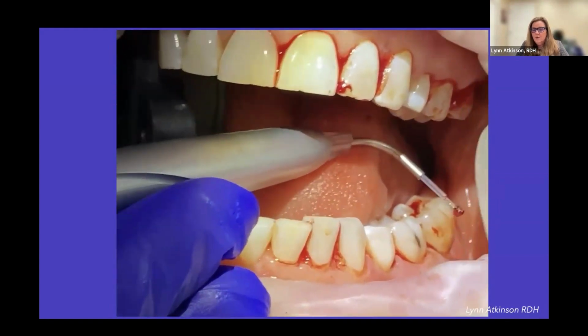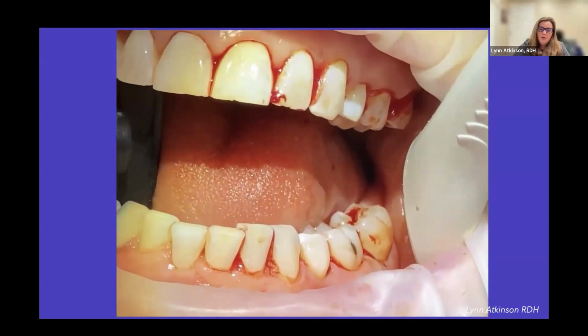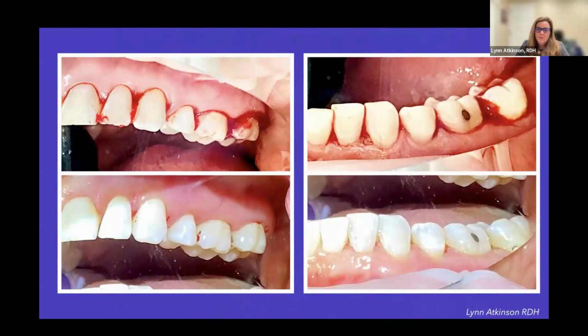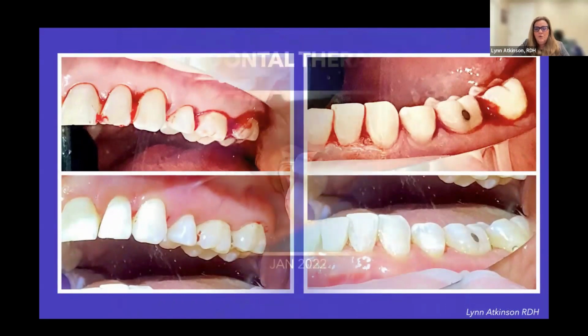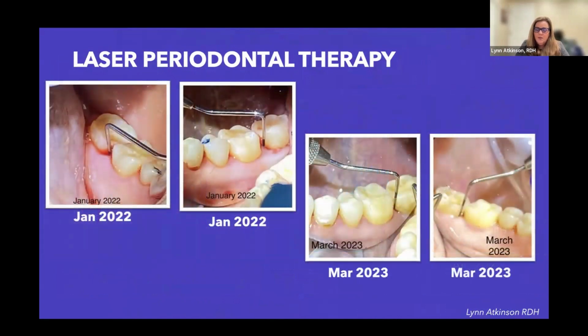As soon as I get that coagulum to build up on that, I'm going to take that out and I'm going to wipe it off with a watered gauze. This is laser hemostasis. This is what it looks like before and afterwards. This is a case that I did in January of 2022, and this is what it looks like directly after laser periodontal therapy. And then this is what it looked like in March of 2023.